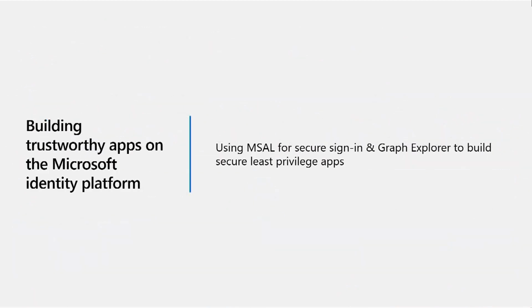So enough about what you can do. Let's just go do it. We're going to figure out how to use MSAL to build a secure app. And then we're going to add some extra data access onto that app by leveraging the Graph Explorer.